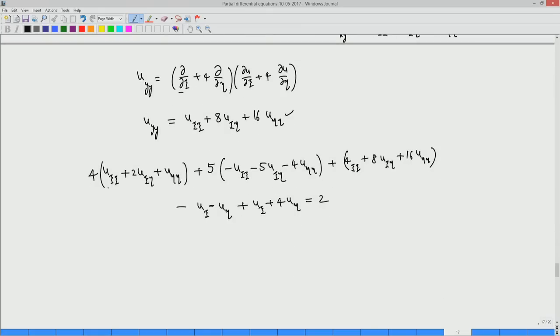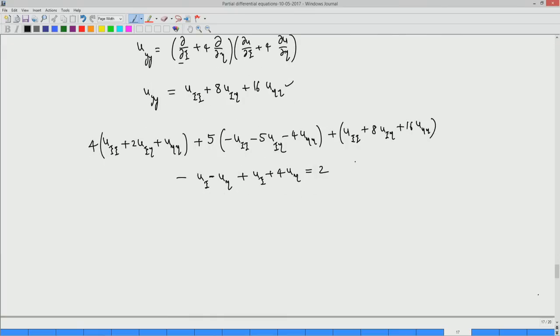So now collect the terms, u xi terms. 4 u xi, 5 u xi. So I have minus 5. This cancels, so it is gone. Similarly 4 eta eta, 16 eta etas, 20, and here minus 20. So this is gone. So what you are left with is only 8 u xi eta and you have a minus 25. 8 minus 25 is minus 17.